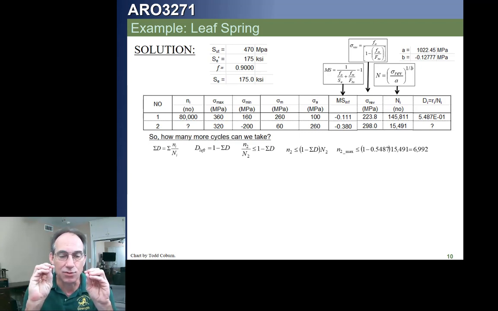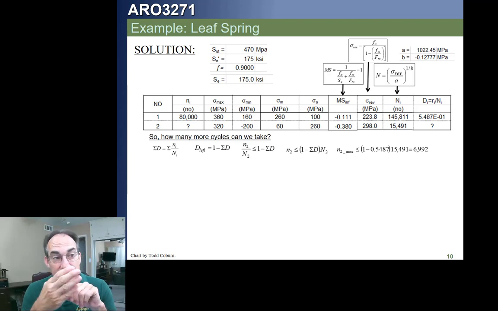How many cycles can this part withstand of stress level 1? If you look at the table, you can see it's 145,811. If you ask, how many cycles of stress level 2 can it take? It's clearly 15,491. If you say, how many cycles of stress level 2 can this withstand after stress level 1's 80,000 cycles, then the answer is 6,992. You see the difference?